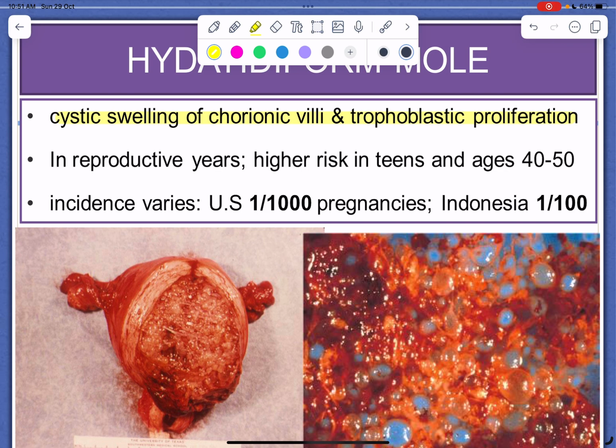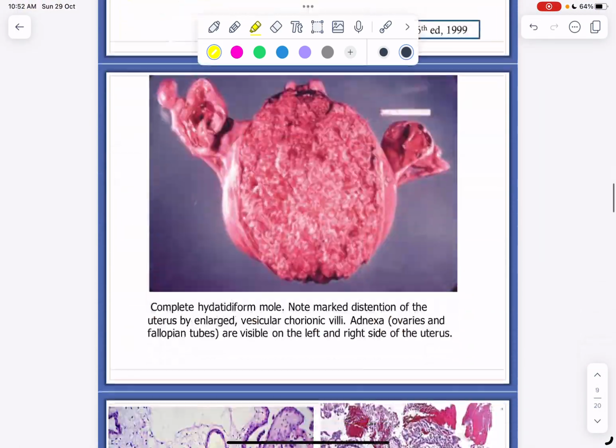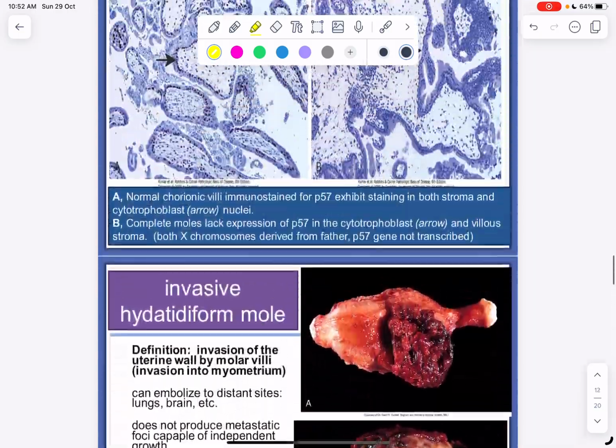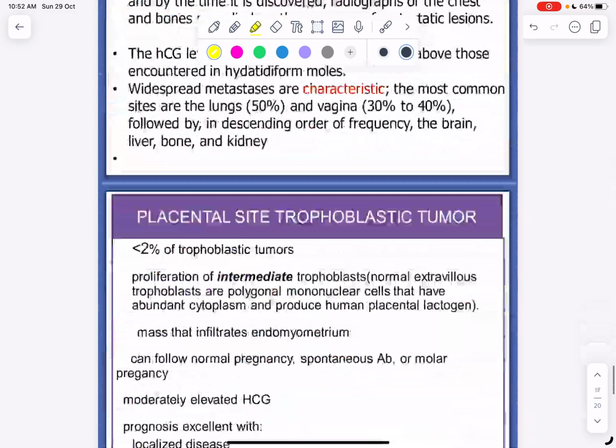Always this hydatiform mole occurs in reproductive years. There is bimodal incidence. That means higher risk in teens, like 18, 19, and also higher in age from 40 to 50. The incidence varies according to the community. In the United States, it will occur in every 1,000 pregnancies. In Indonesia, 1 in every 100 pregnancies. That means in Indonesia it is more.